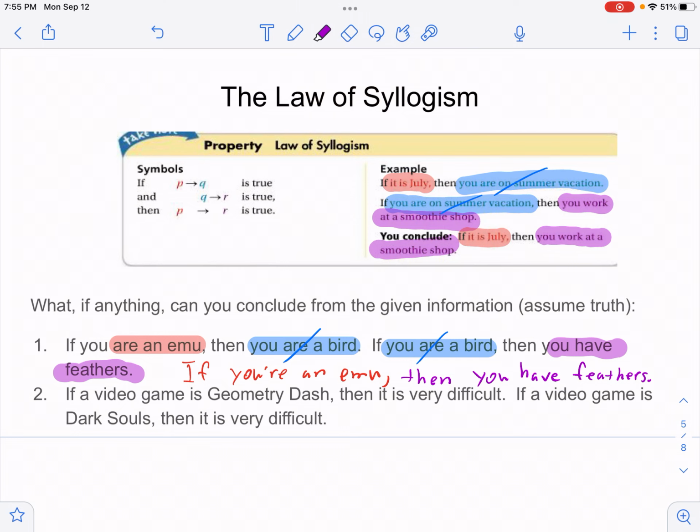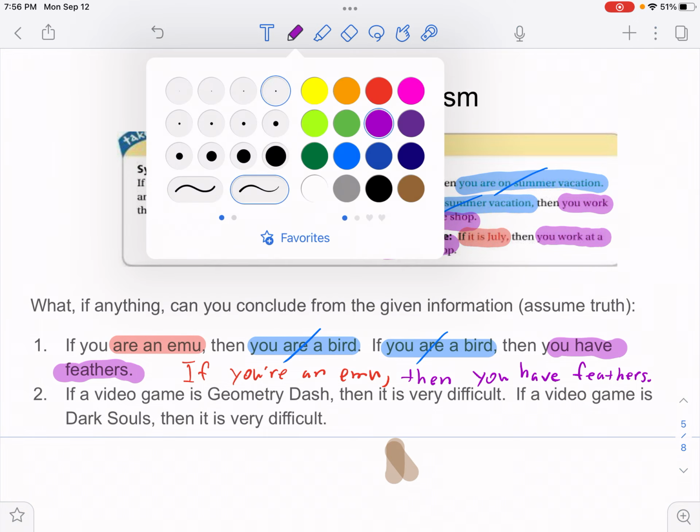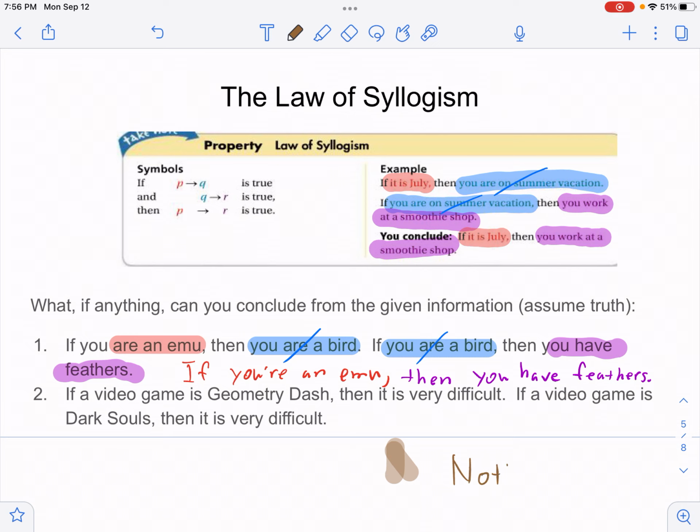If a video game is Geometry Dash, then it is very difficult. If a video game is Dark Souls, then it is very difficult. What, if anything, can we conclude from the given information? The trick is this time, it's nothing again. That's right. The law of syllogism questions can also have nothing as their answer. Why is it nothing this time?